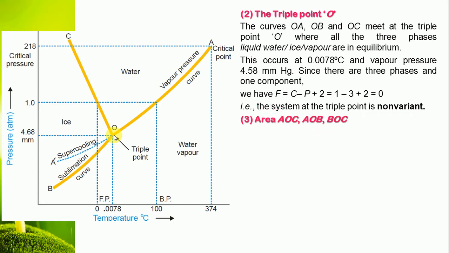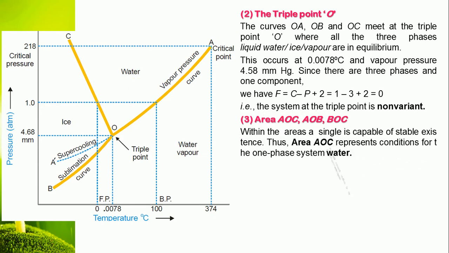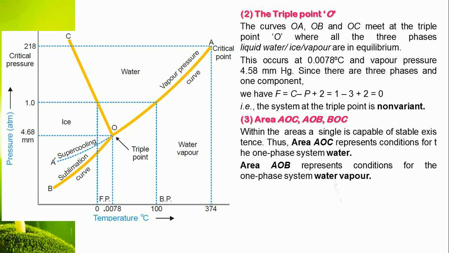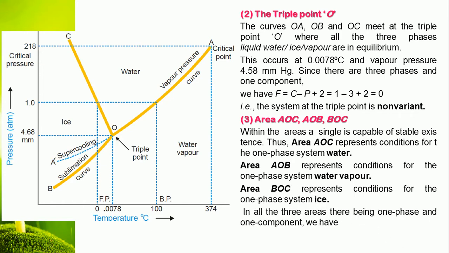Okay, now the areas, and you can see that there are three areas. I have already told you there are three areas: AOC, BOC, and AOB. Three areas.